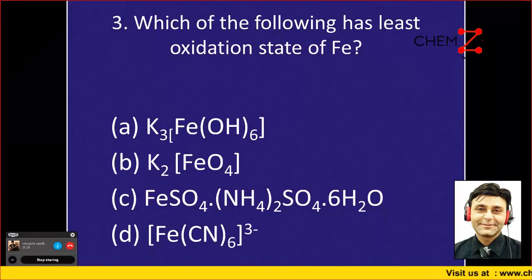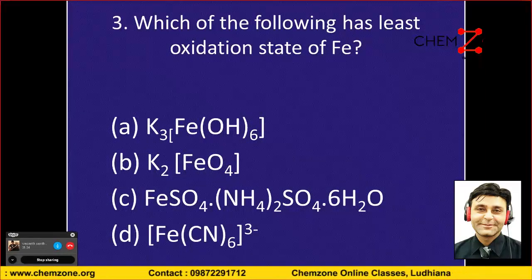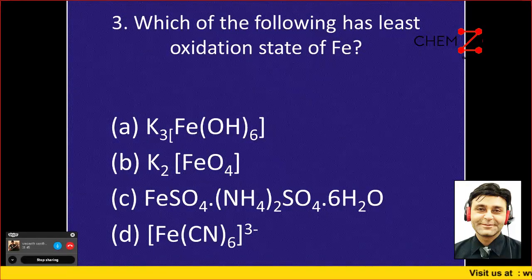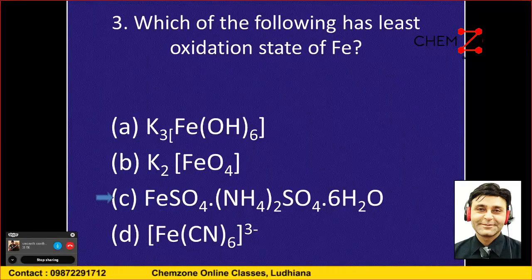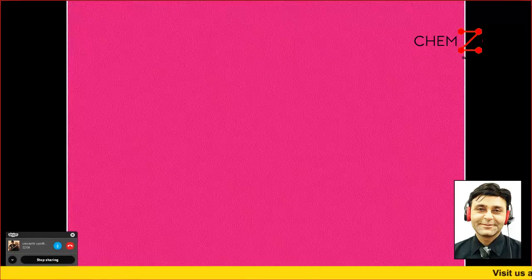Are you solving it? Yeah. I'm getting B and D to be 6 plus. Is the answer B? Answer is C. Oh, has the least. Okay. In case of C, the plus 2. Yeah, I thought I was looking for the highest. Never mind.